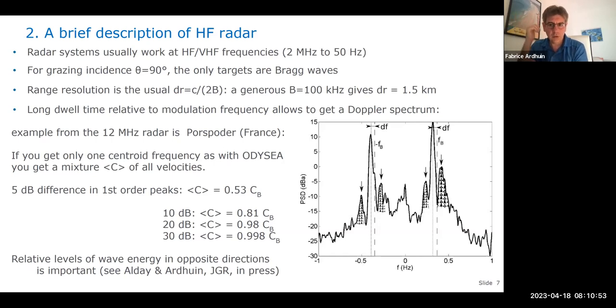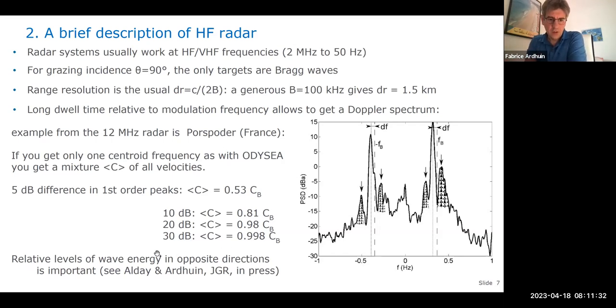Now, if you cannot make a Doppler spectrum, as is the case with ODYSEA, you would get a mixture of all these velocities. Just to give you some rough ideas, because you have stuff going away from you and towards you, in this case there's only a 5 dB difference between the two peaks. So the mixture of the two will have a velocity which is 0.5 times the Bragg velocity. If one peak dominates more, you can get close to 99% of the Bragg velocity. But in general, you have a mixture of both velocities, and this is why the ODYSEA GMF may look how it looks.